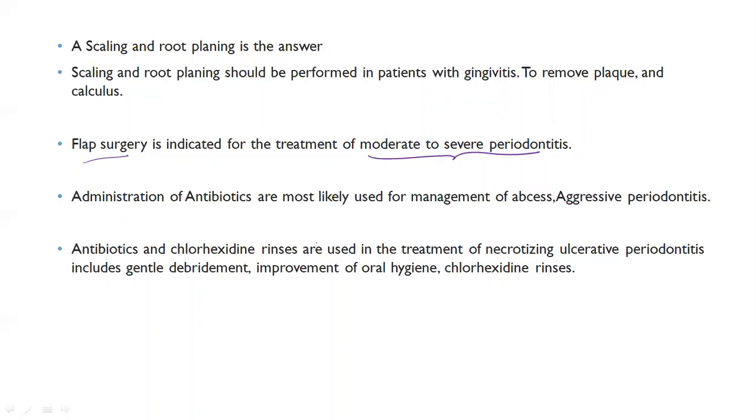Now, only when there is an abscess, you get rid of the abscess, you incise it, drain it, and then you manage it with the help of antibiotics. So antibiotic administration is mostly used for management of abscess and in aggressive periodontitis. Antibiotics and chlorhexidine rinses are used in treatment of necrotizing ulcerative periodontitis, where you gently debride the tissue. Then you also make sure that the oral hygiene is improved, and you use chlorhexidine or different kinds of mouth rinses.